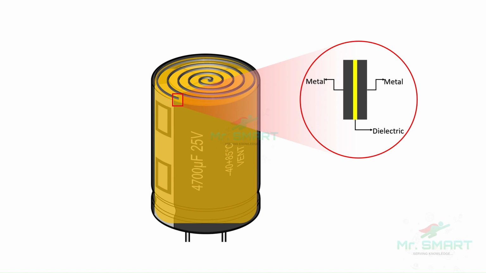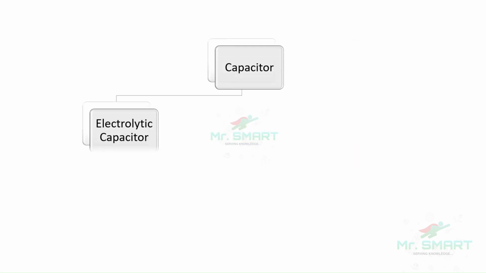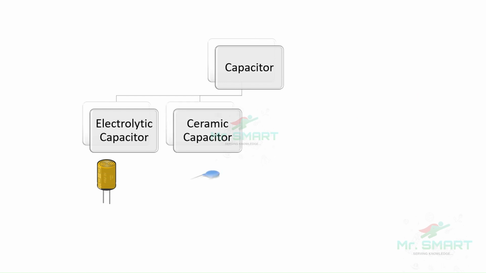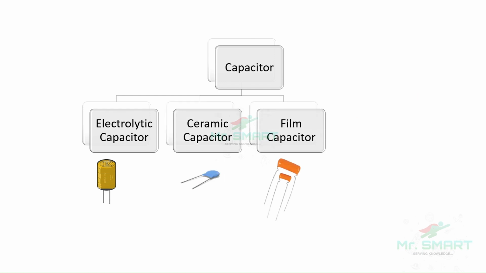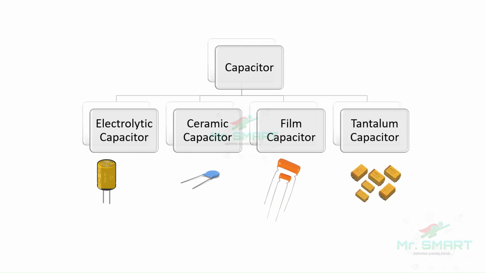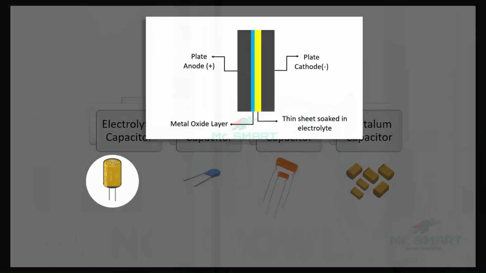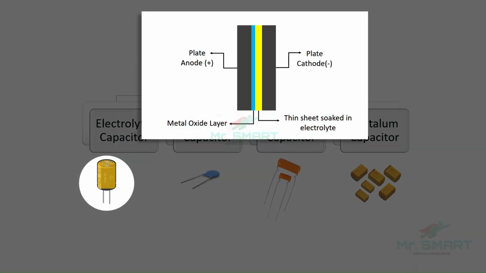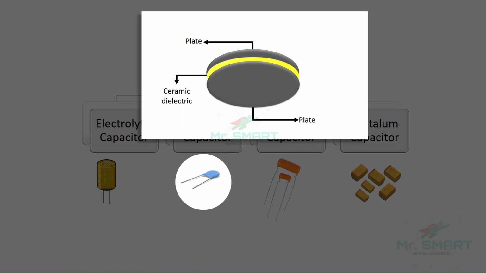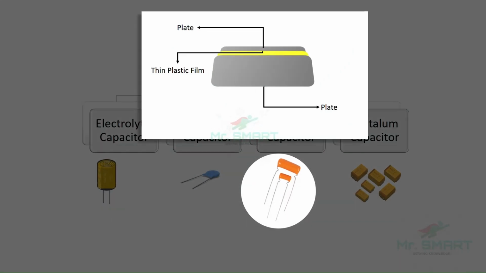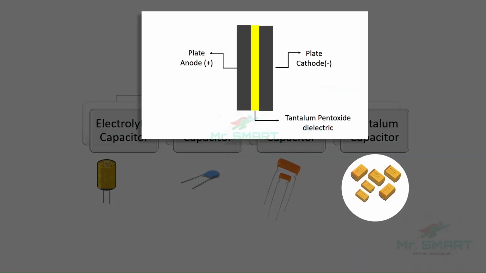Based on the type of dielectric used, the capacitors are classified as electrolytic capacitor, ceramic capacitor, film capacitor, and tantalum capacitor. Based on the dielectric used, the capacitors may be polarized, meaning positive and negative terminals are defined, or non-polarized, having no predefined terminals. Typically, electrolytic and tantalum capacitors are polarized. Ceramic and film capacitors are non-polarized.